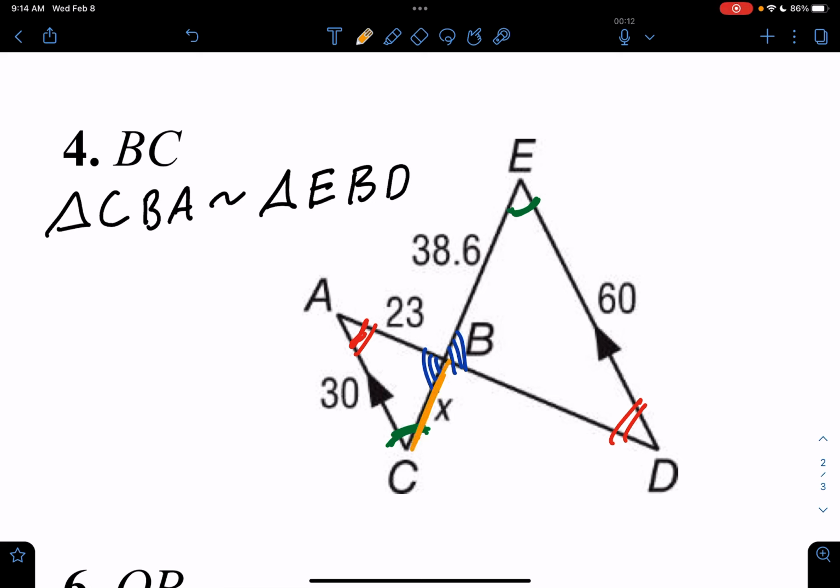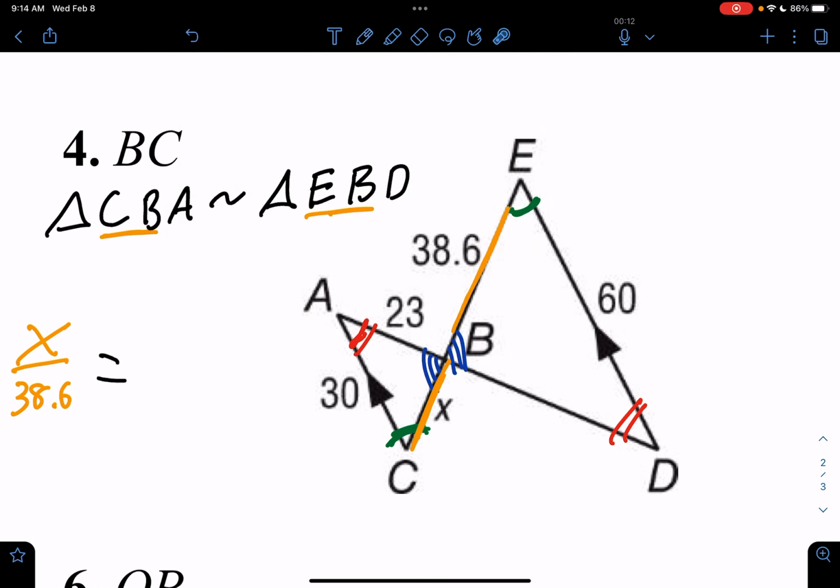And it's in between B and C. So it's right here, in between B and C. So I look that it's in between B and C. What number do I have in between E and B? Okay, so what do we have? We have 38.6, right? So X will be to 38.6, just like, I don't know, but I need to find another number.